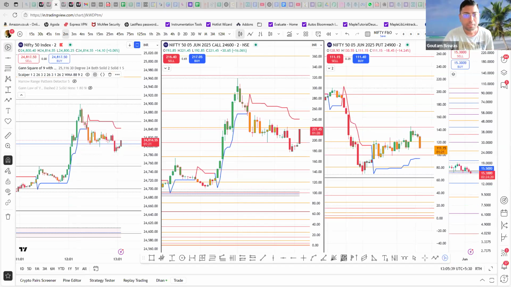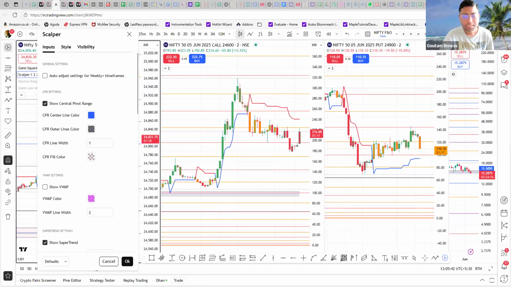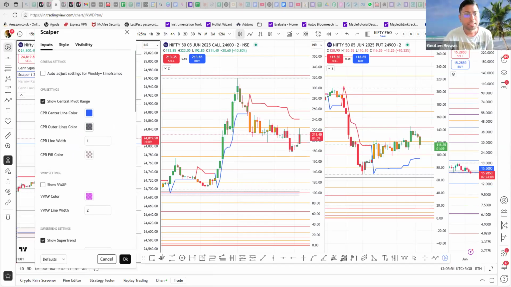The first one is Scalper, and let me quickly explain what this is. Basically, it's a technical indicator that is built by me, and it's a proprietary indicator. I have combined a few technical indicators to generate what you call a trend, right? To identify a trend.